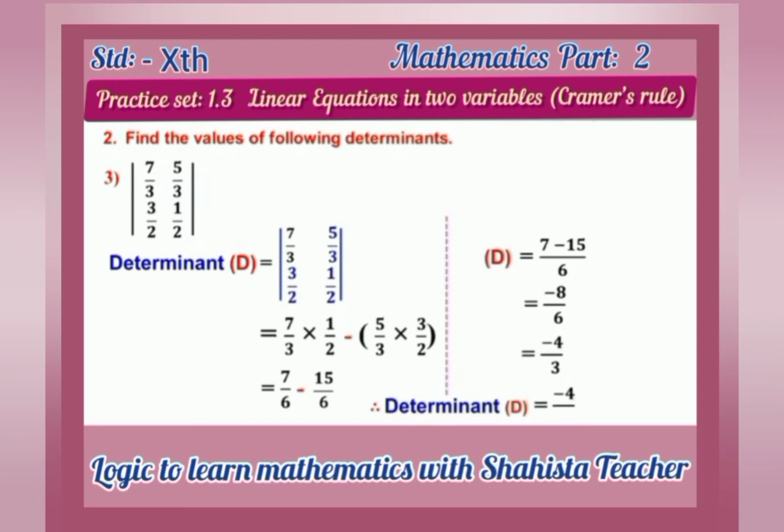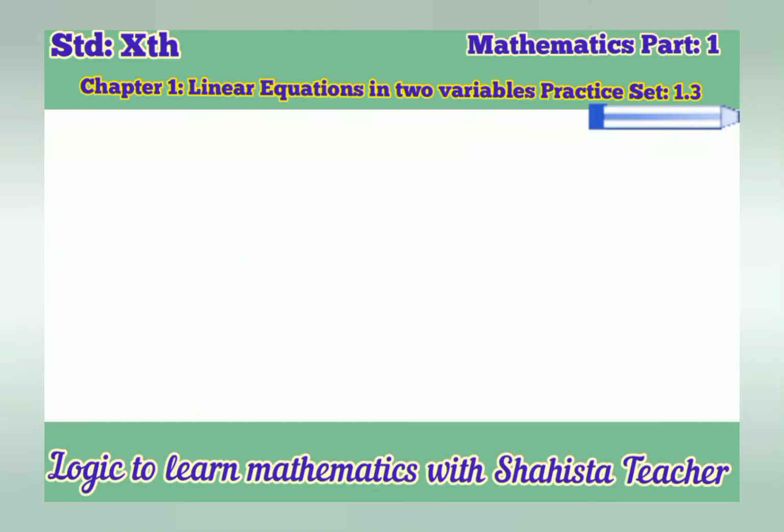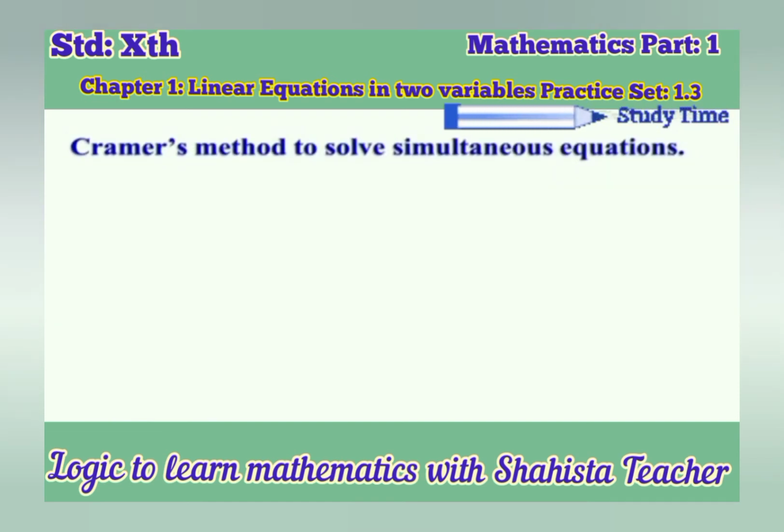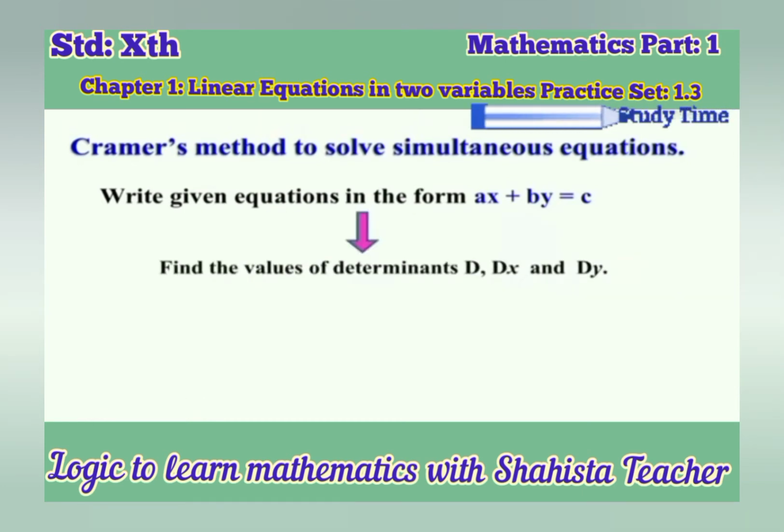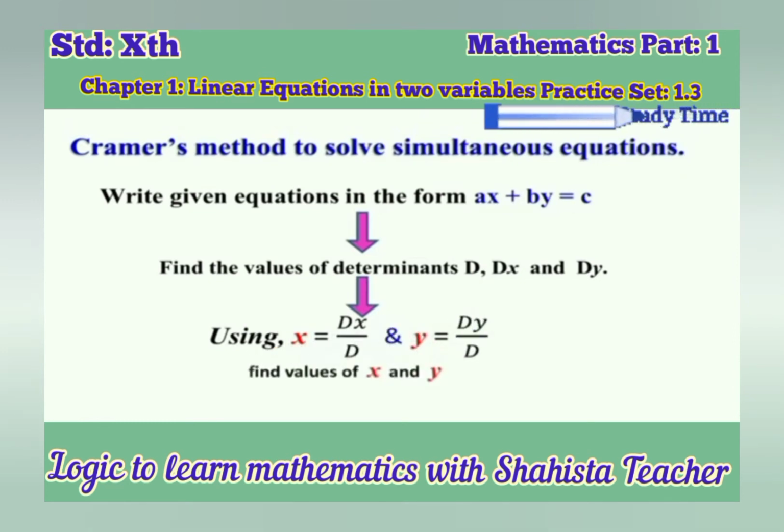Is that clear, my dear students? So simple and easy to solve question number 1 and question number 2. Now my dear students, let us understand Cramer's method to solve simultaneous equations. Here, write the given equation in the form ax plus by is equal to c. As you know, the values of determinants D, Dx and Dy. Here a and b are coefficients and c is the constant term. Using x is equal to Dx upon D and y is equal to Dy upon D, find the values of x and y.